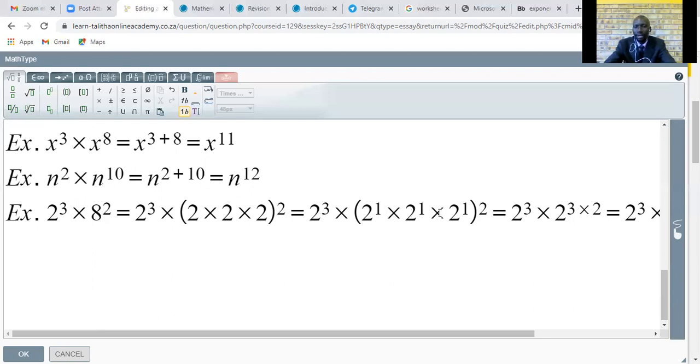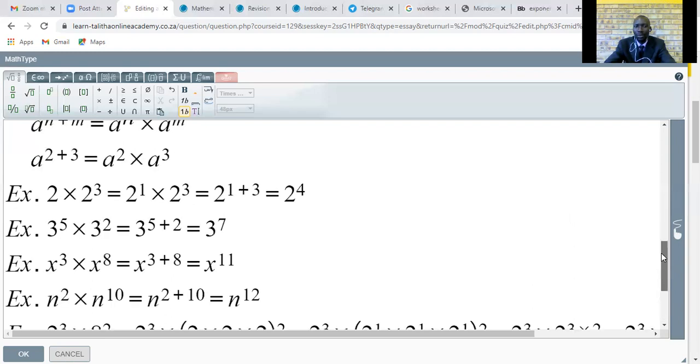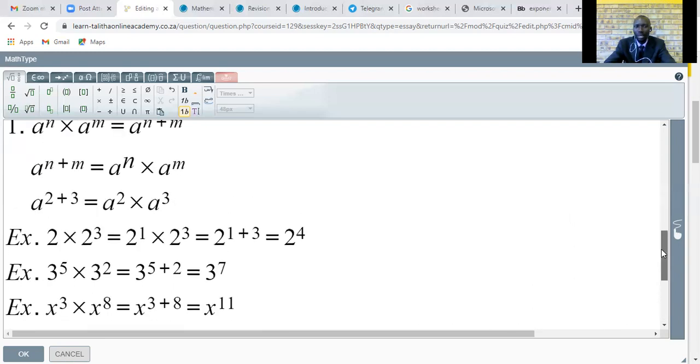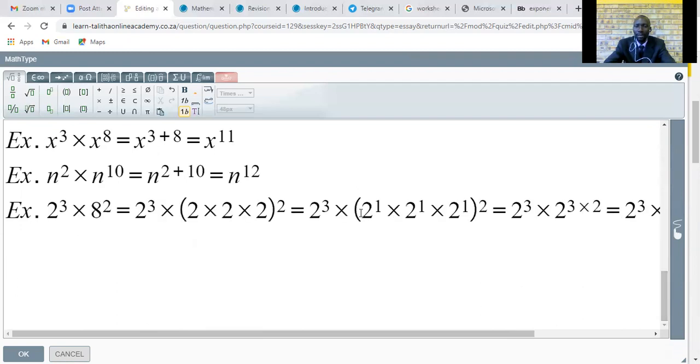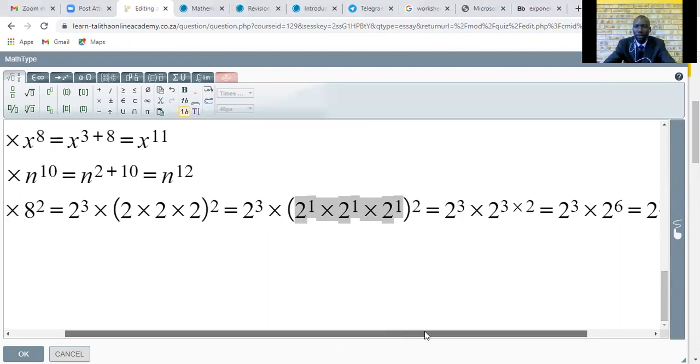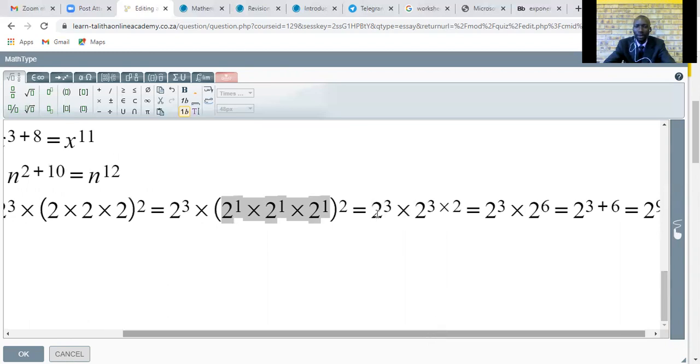So this is the first stage when we will be using the law which we have been given, that when you're multiplying numbers of the same base, you add the exponent. And so the first law has application here. Then when we are done with that bit, we get 2 power 3 right here times 2 power 3.